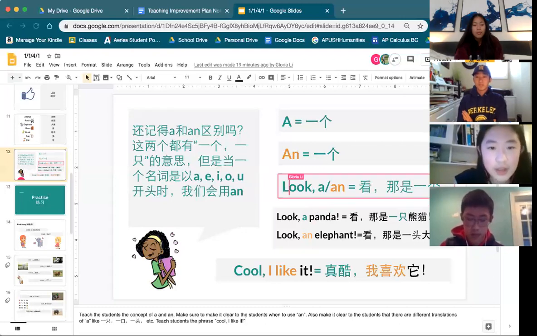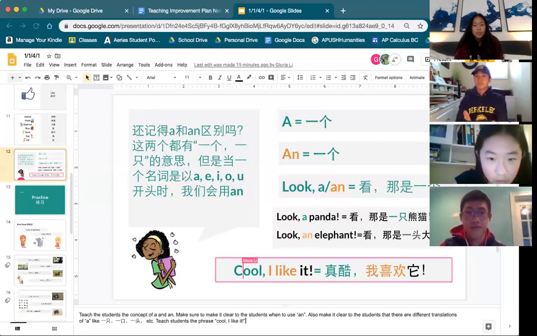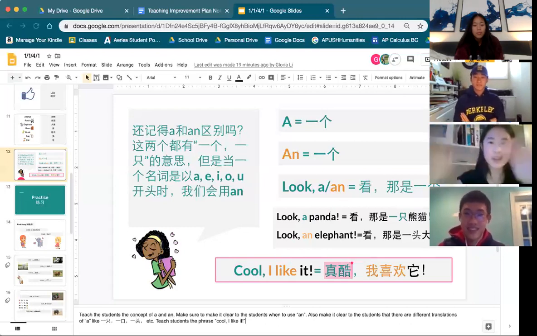And then you can also look at the other things on the slide. So look, 看. So look is equal to 看. And here, cool, 真cool, and I like, so 我喜欢. So just make sure that the kids understand what means what and go through the rules. All right, that's it for the grammar slide.